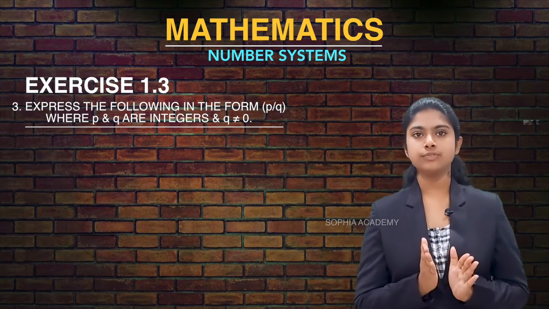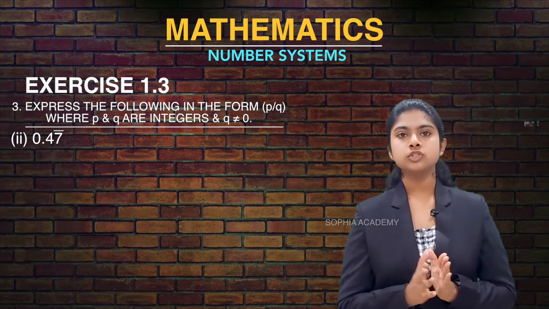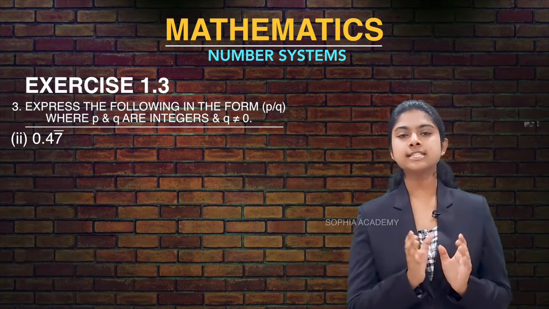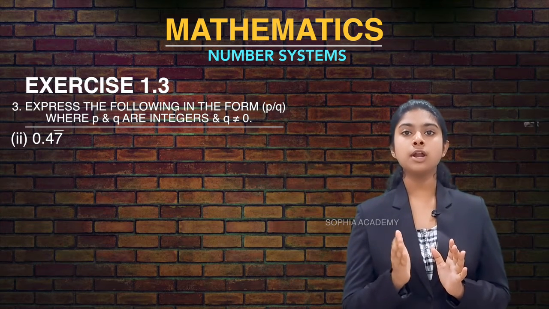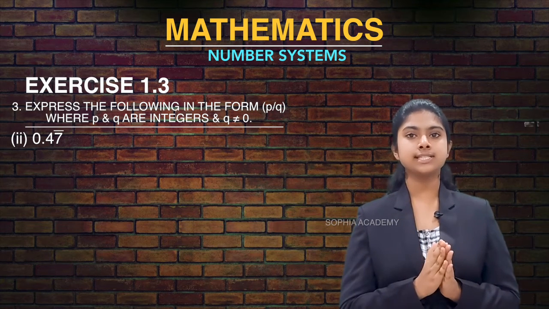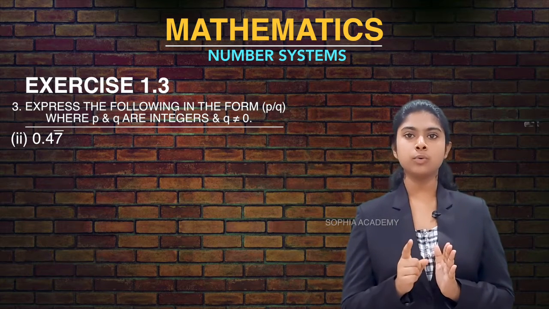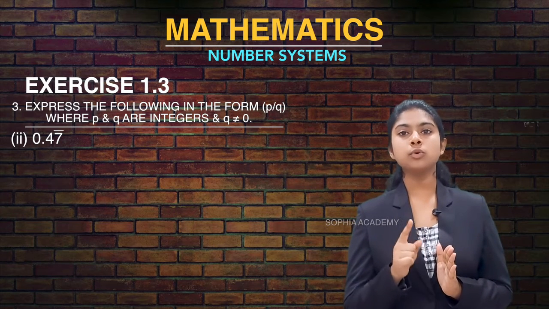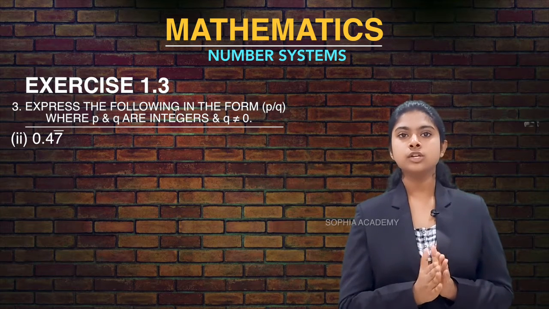So the second question, we have to find the p by q form of 0.4 bar over 7. This question is a little bit different from the first one. Let us compare the first question and the second question. In the second question, it is 0.4 bar over 7, that is the bar is only over 7. But in the first question, it was 0.6 bar. There was only one number after the decimal and there was a bar over that. But in this question, there are 2 digits after the decimal point and the bar is only over the second number. So the bar is not applicable for the first number, that is 4. So this question is different.